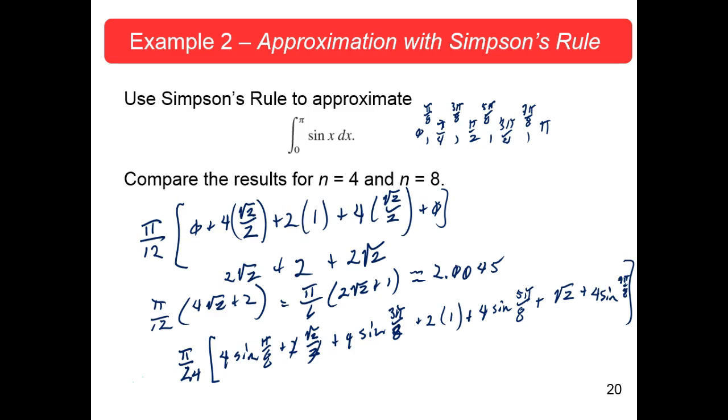Let's start with the bracket, and then we'll come back and do this. It's 8 times the sine of pi over 8. So it's 4 from here and 4 from there. 8 times the sine of pi over 8.